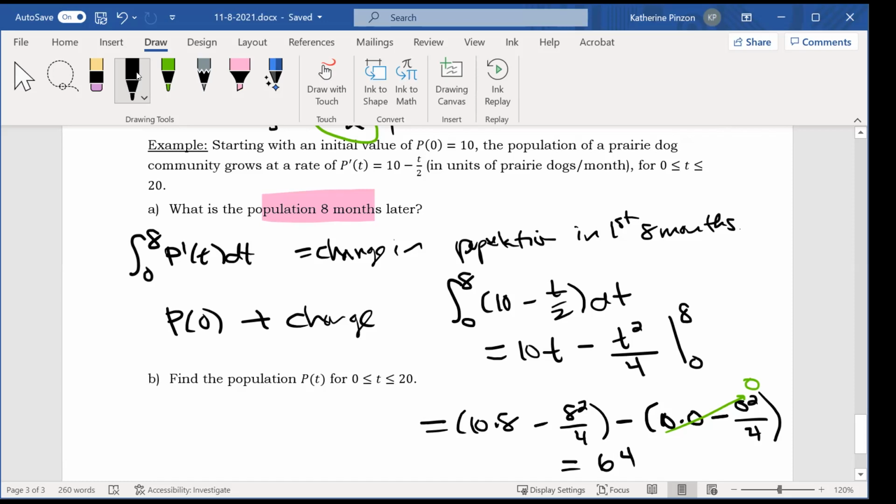first 8 months. If I want to find the total population 8 months later, I'm going to take that 64 prairie dogs and add it to the starting 10. There were 10 here when we started. So 10 plus 64 new ones means 74. I can't spell prairie. Prairie dogs after 8 months.